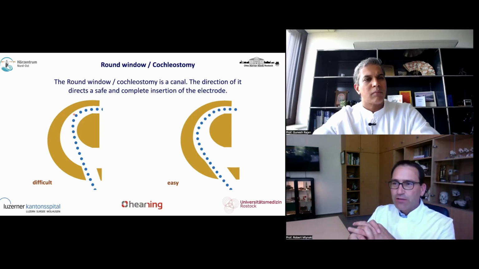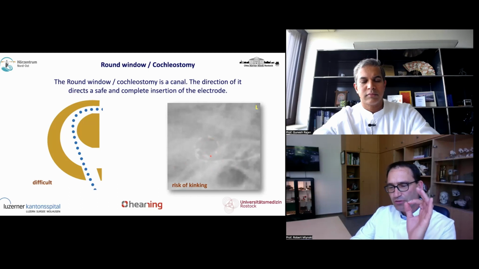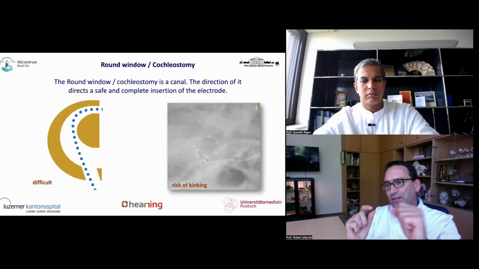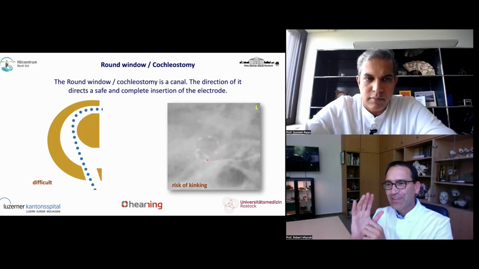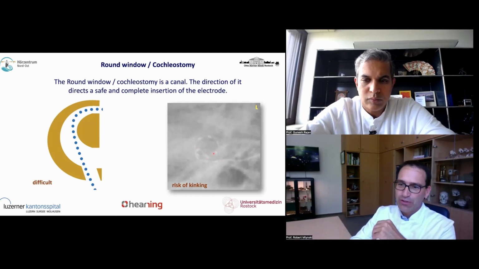How about insertion of an electrode? Oh, this is an example. If you don't have your trajectory properly planned, you get into one turn, and then if you use force, you shouldn't have force. The electrode should be sucked into the cochlea on its own. If you use force, then you do something wrong. You can have a little force, and then the electrode extends itself. But if you continue pushing, you will get kinking.